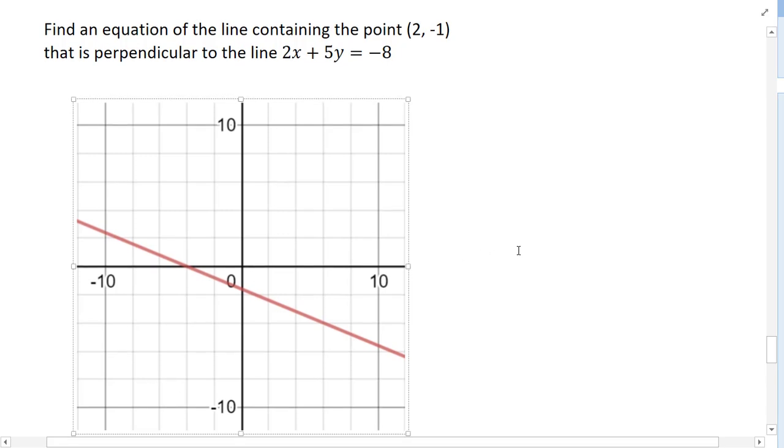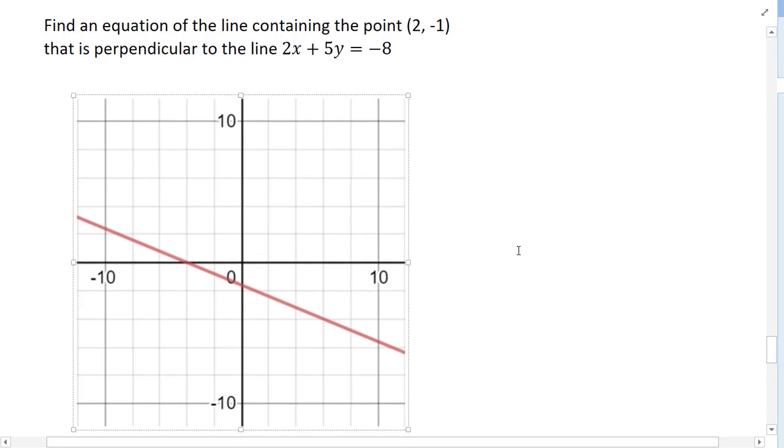I drew it over here for you. And our line has to contain the point (2, -1). So where's the point (2, -1)? I'm going to go x is 2, so 1, 2, -1. So this is the point (2, -1). Notice that it says find an equation of the line that contains this point. So our line has to go through the point (2, -1). This point is not on that line.